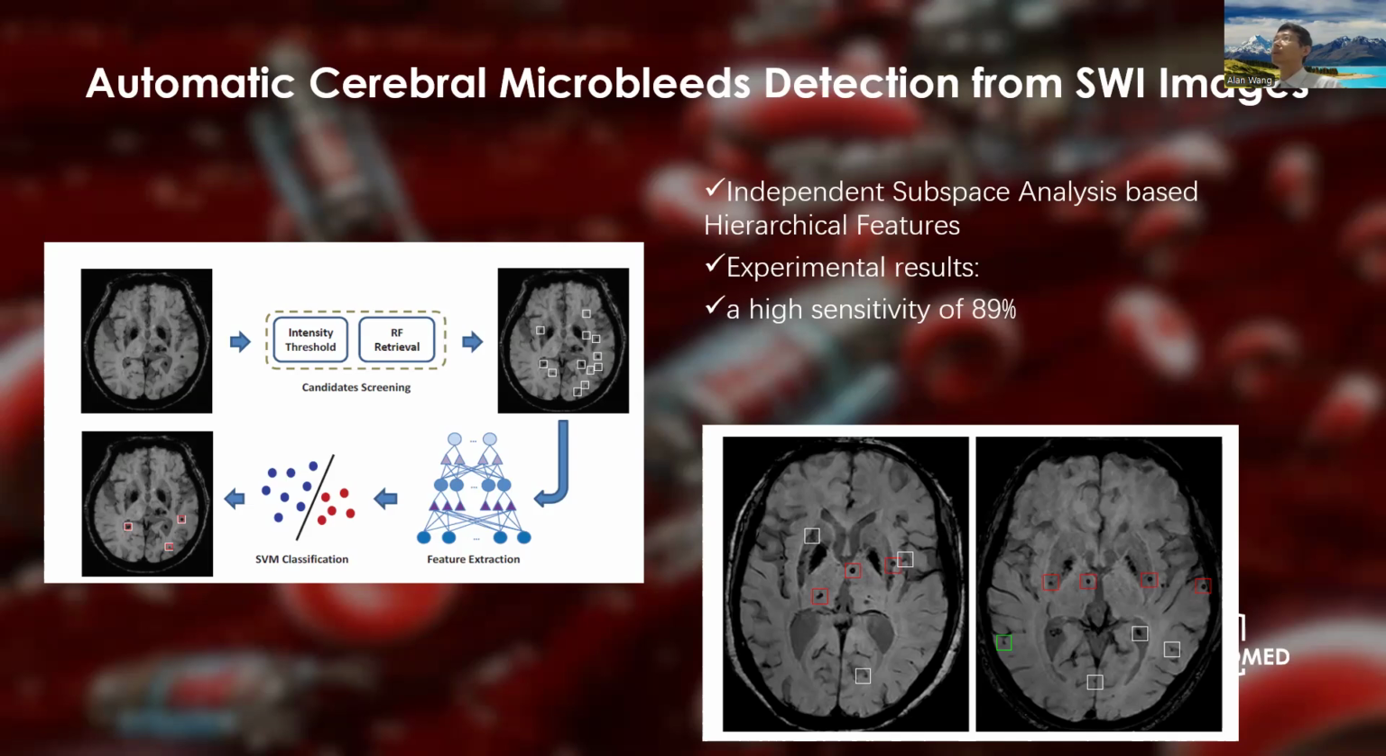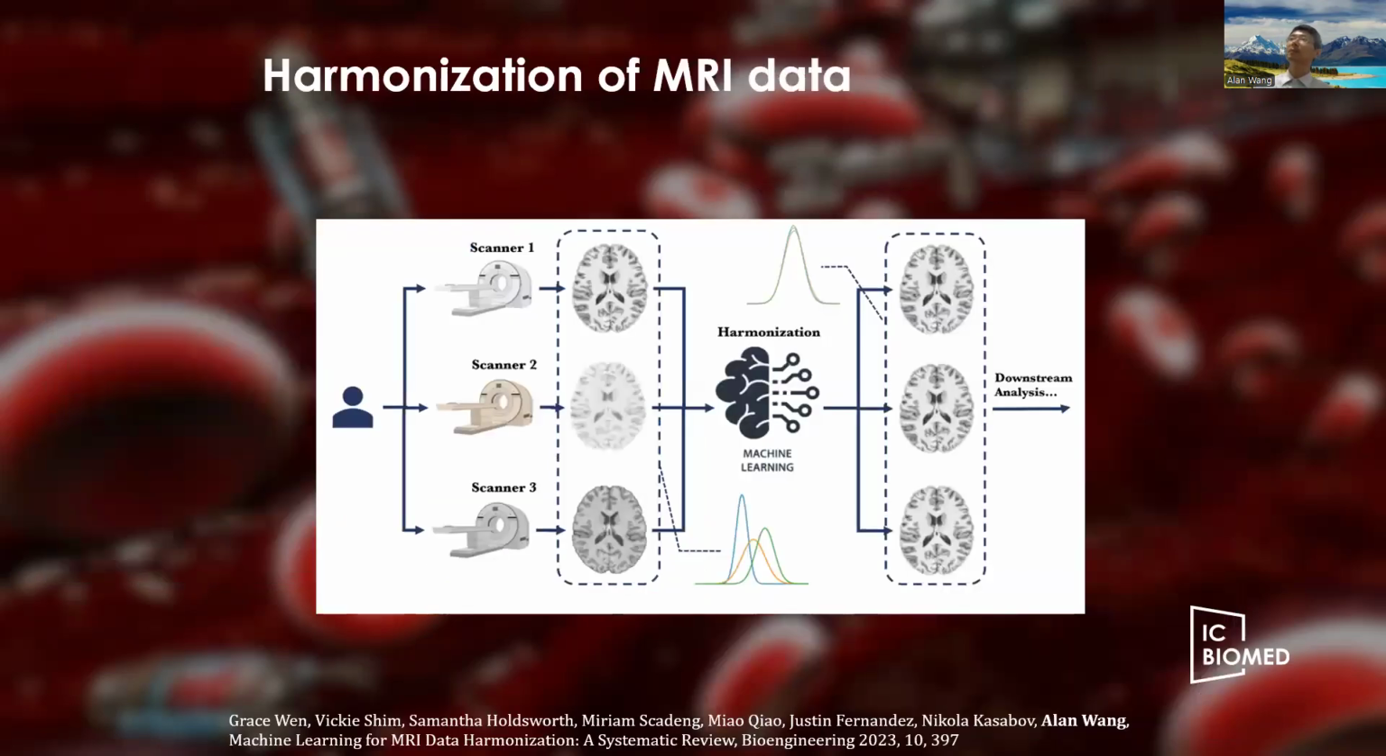So we proposed a machine learning based method, what we call independent subspace analysis based on hierarchical features, to identify the microbleeds in a robust way. The accuracy and also the sensitivity for the segmentation could be quite high. For example, the sensitivity could be 89%. The most attractive part is the automatic detection of the microbleeds.